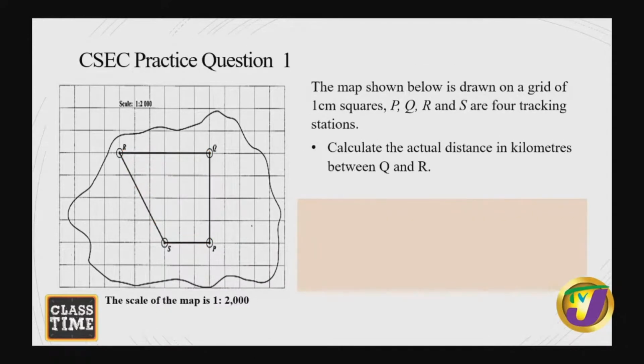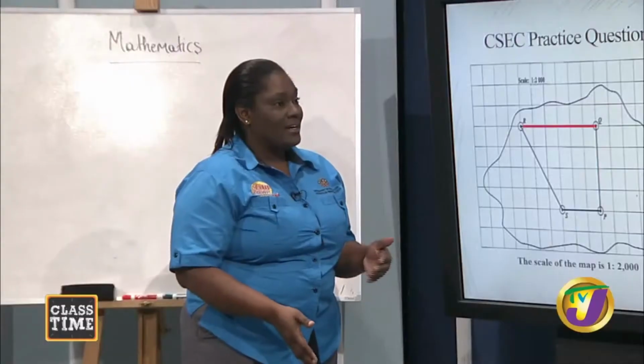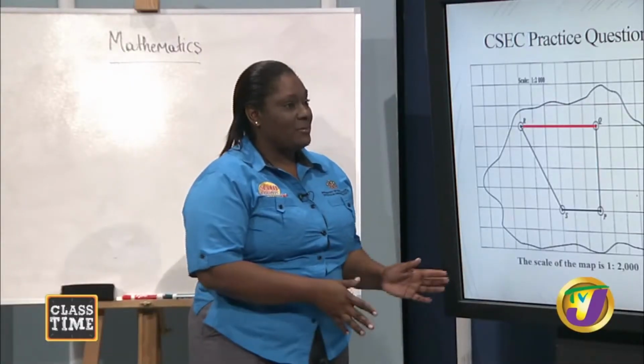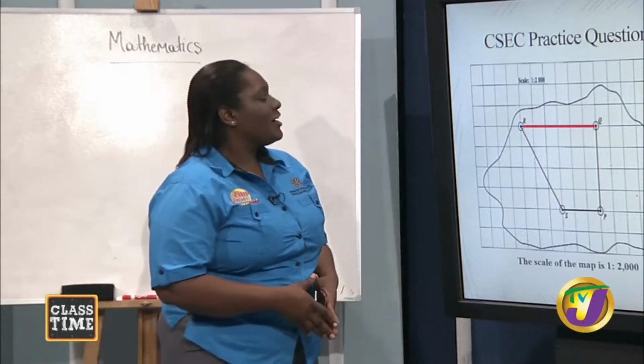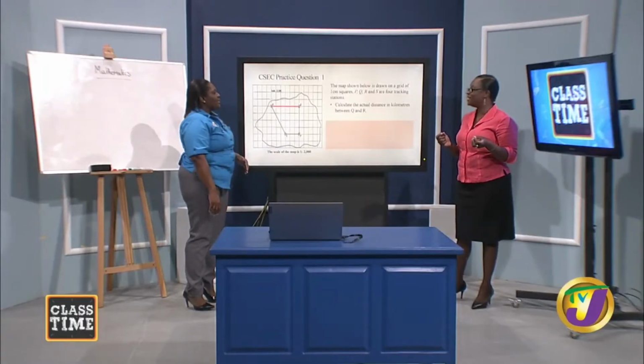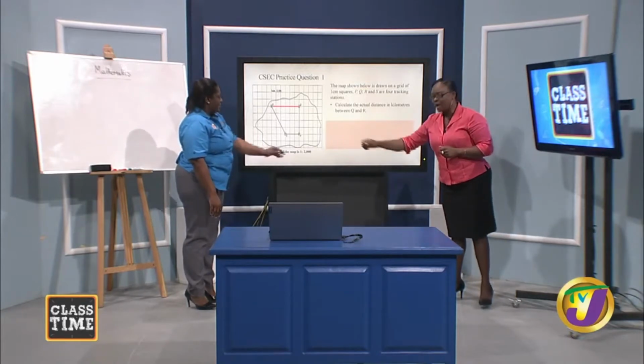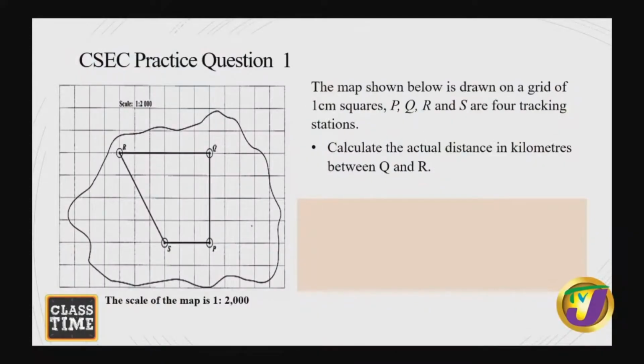Now, we are asked to calculate the actual distance in kilometers between Q and R. Is this a given? We mentioned it earlier, so we solved it for you already. We need to bear in mind the scale, and it's 1 to 2,000. Because we are using centimeter square grids, it would be 1 centimeter to 2,000.